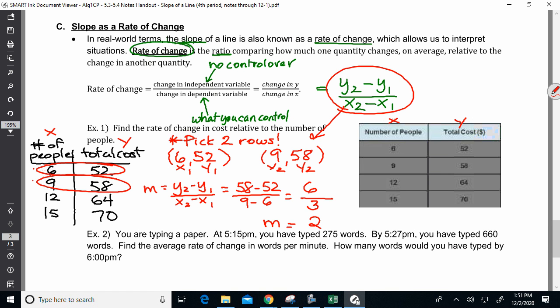So now we put units on the answer. Since the dollars was at the top and the people were at the bottom, this would be $2 per person. So your slope is $2 per person. And that's it.